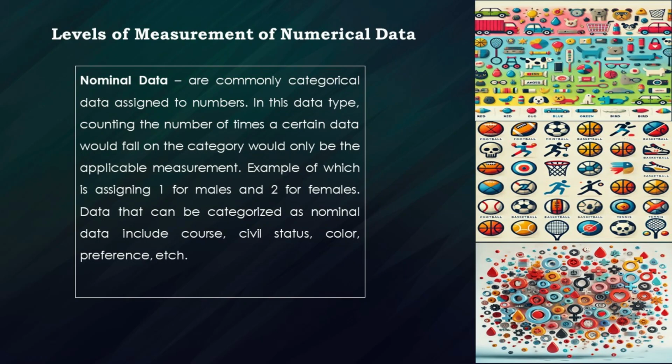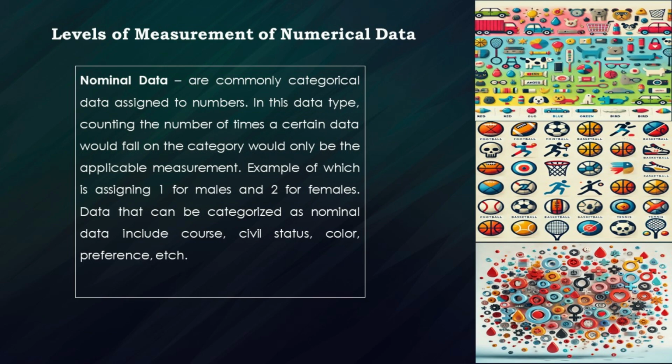Now, let's dive into the levels of measurement. There are 4 main levels, and they help us understand how to handle different types of data. Nominal data is purely categorical. For example, assigning 1 to represent males and 2 to represent females. We're not saying one is greater than the other, just labeling them.